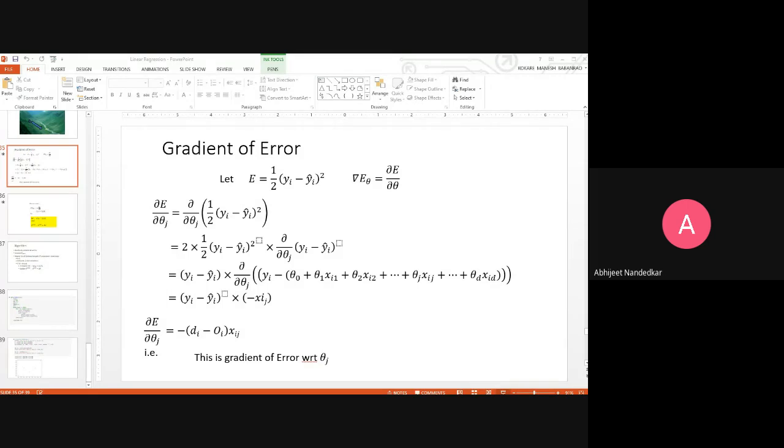Now the next thing is the objective function to be minimized, which is J theta. You note down this J theta, which is to be minimized.